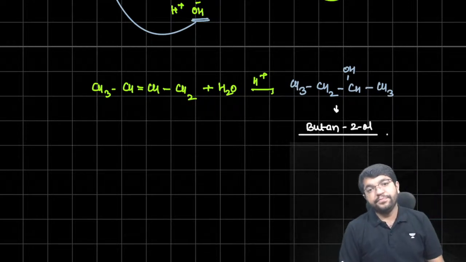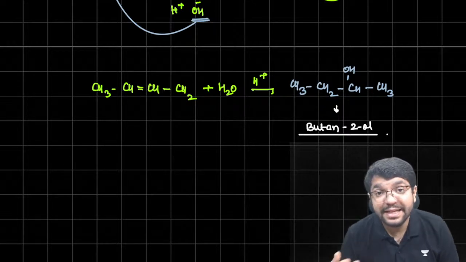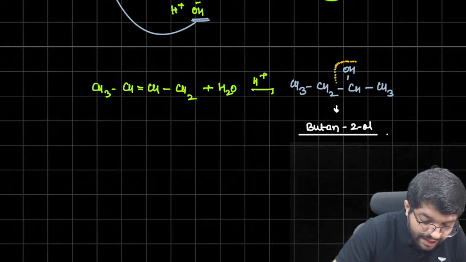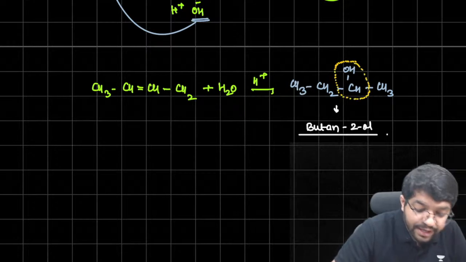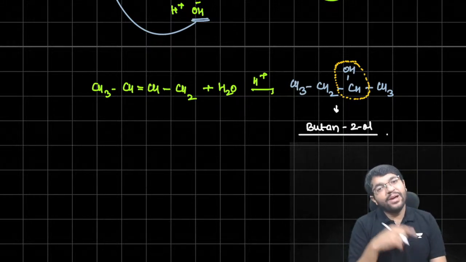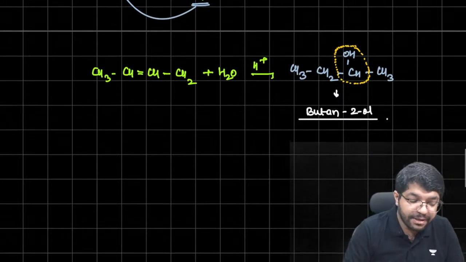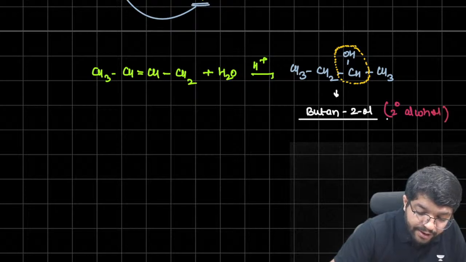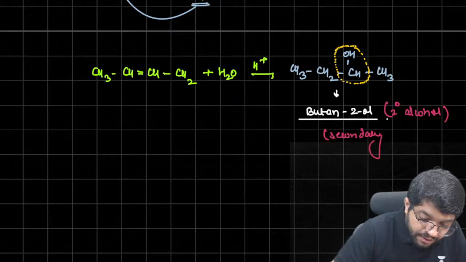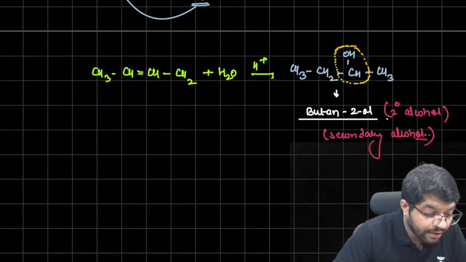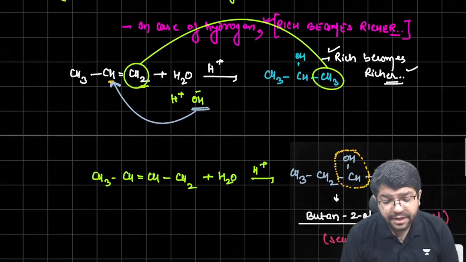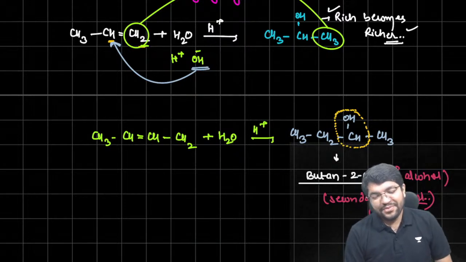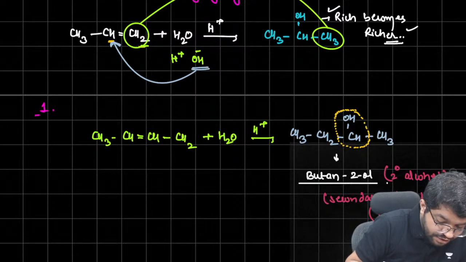Now what degree is the alcohol? The carbon to which the OH is attached is directly attached to two carbons, on the left and on the right. So it's a 2-degree alcohol, or a secondary alcohol. Fantastic. So the first reaction is called hydration of alkene by water. The first reaction is called hydration of alkene.